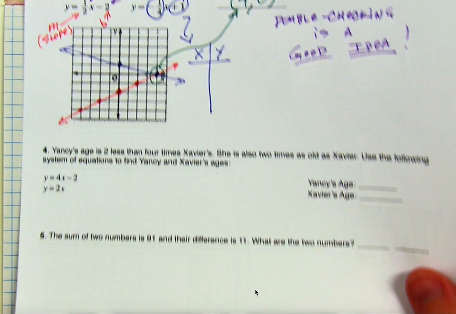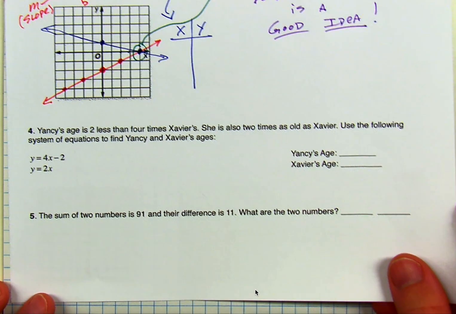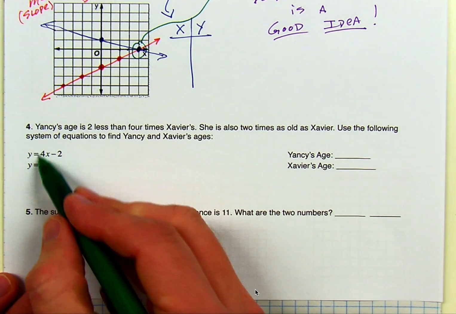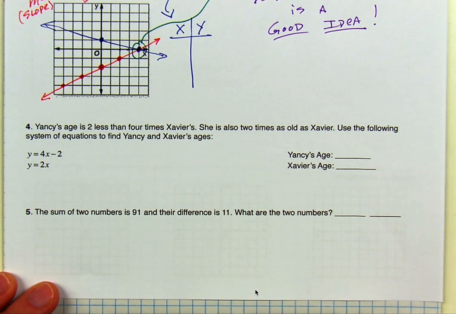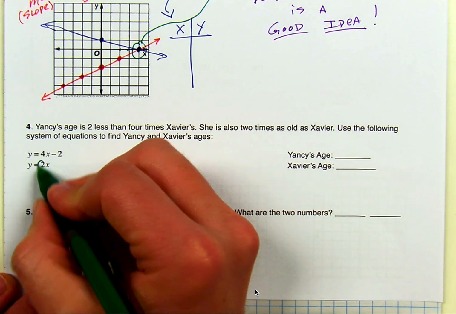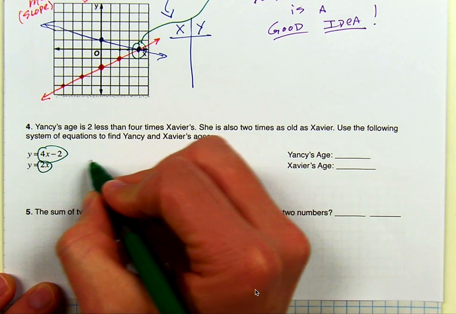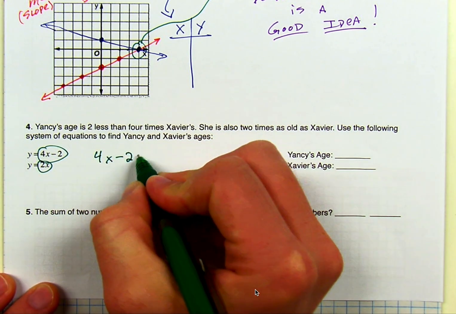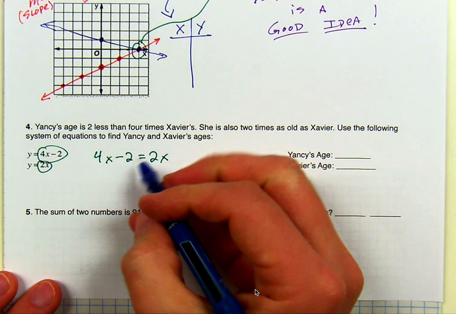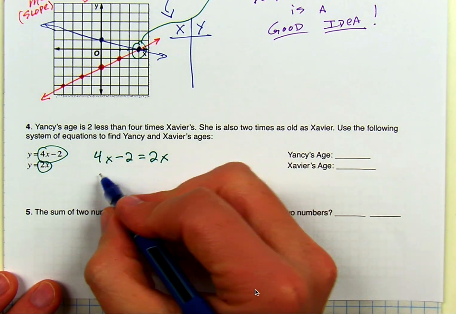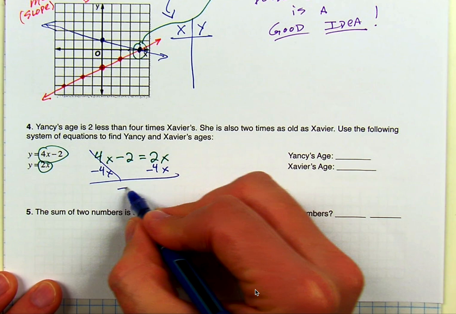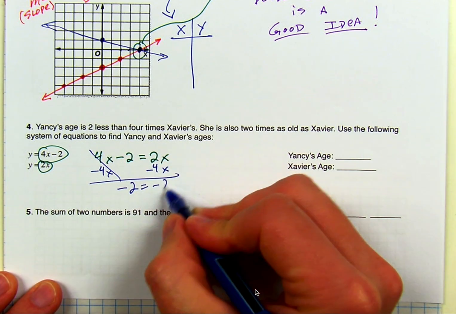Okay, number 4. There's a bunch of words about Yancey and Xavier and their ages. Ultimately, it gives you the system of equations. So, right, just solve it. On this, I would use substitution. If y equals this and y equals that, then this has to equal that. Boom, substitution, right? What am I going to do to solve this? Well, I could subtract 2x from both sides. I'm going to actually subtract 4x from both sides. Doesn't matter. You'll get the same answer either way.